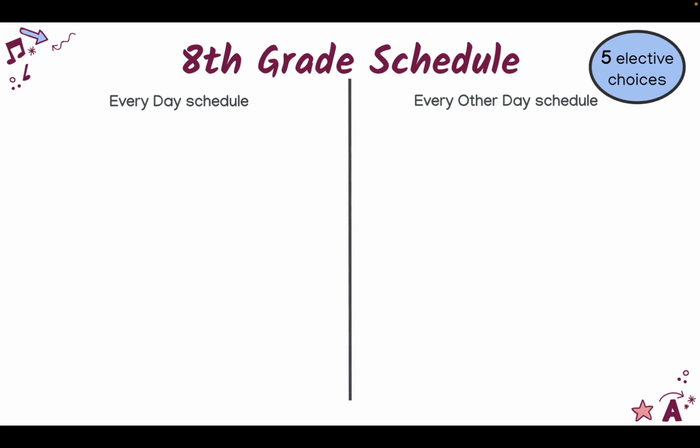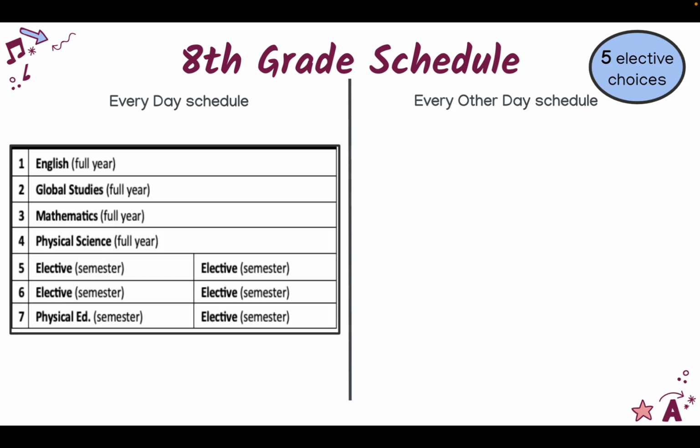Let's talk about what the 8th grade schedule could look like. Just like this year, you have the choice for an everyday schedule or an every other day schedule. In the everyday schedule, you'll continue with English, Global Studies, Math, and Science, meeting every day for the full year. Since you don't have gateway classes anymore, you then will have room for 5 elective classes plus PE. Each of those elective classes and PE would meet every day for 1 semester.